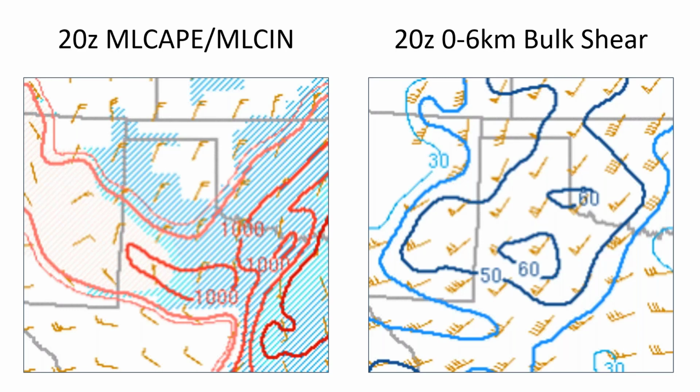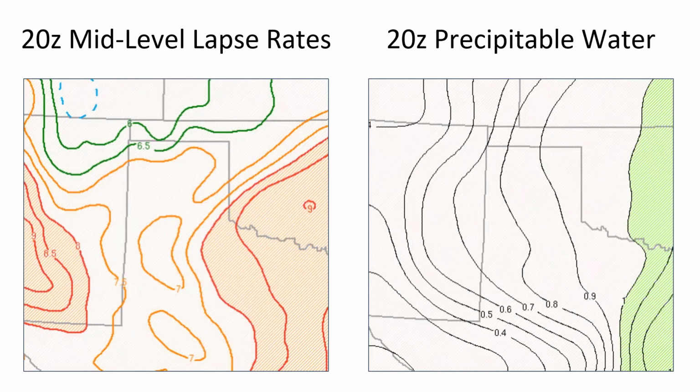Along with the front, you got some isentropic ascent along the surface boundary. That's also going to lead to potential storms just north of the boundary, potentially moving northeast. You can see the shear is also propagating northeast. Looking at the 20Z mid-level lapse rates, they're pretty modest lapse rates, but good shear would set up an environment capable of producing strong updrafts and even large hail that day.